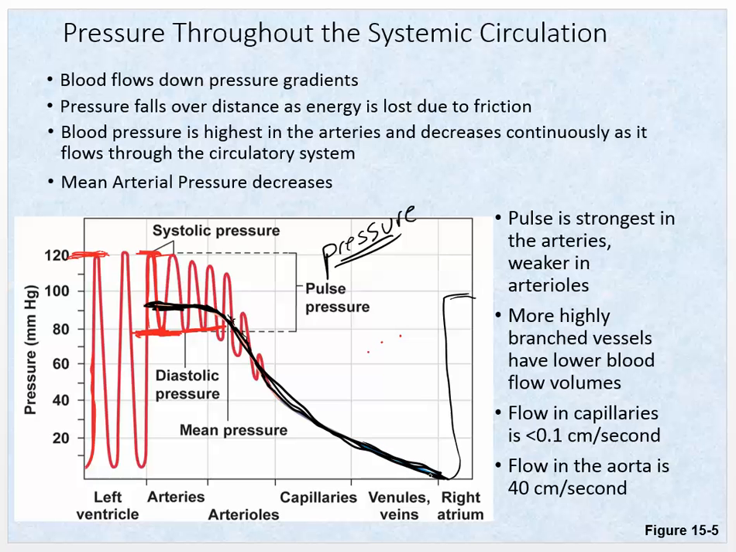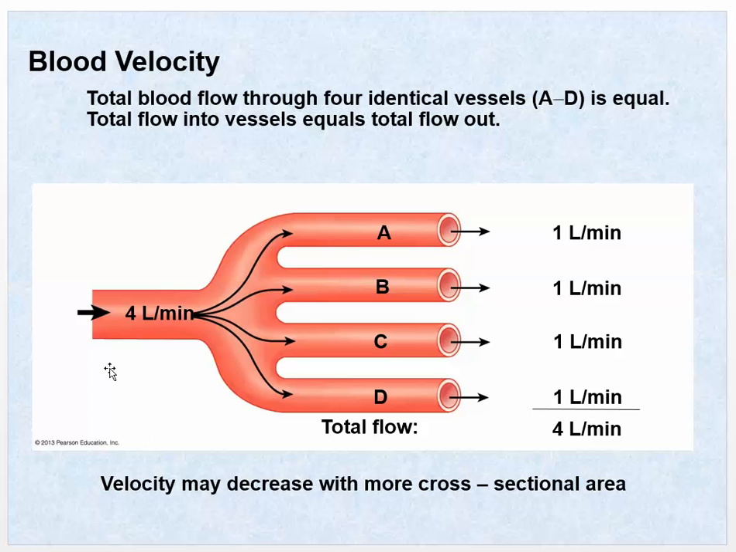So if I were to ask you where is pressure higher, is it higher in capillaries or is it higher in veins? You would say it's higher in capillaries because it goes through capillaries first and then it continues to fall. Now, we're going to see in a couple of slides that that's not the case with volume or with velocity. Velocity is actually lowest in the capillaries. So keep those straight because they're different.